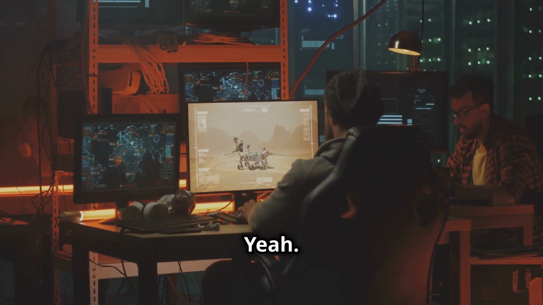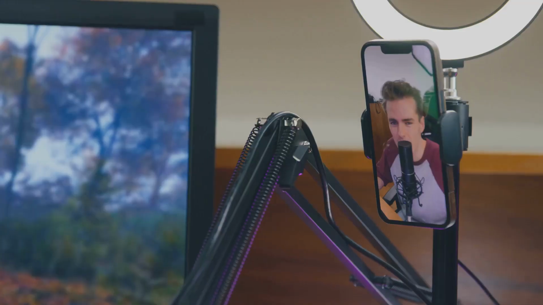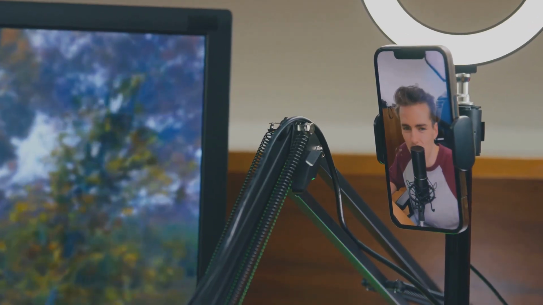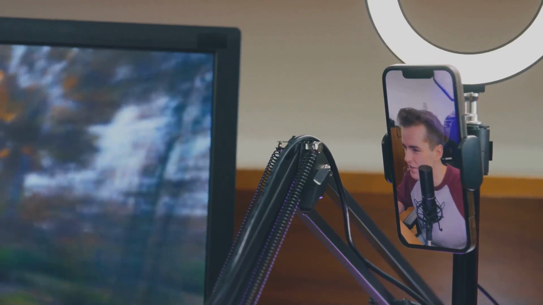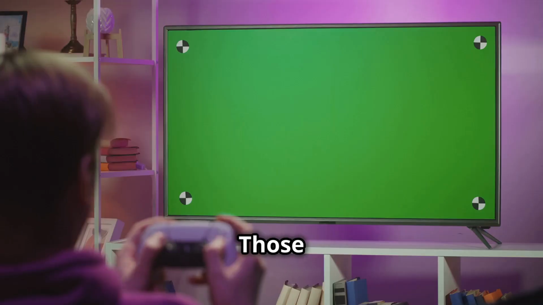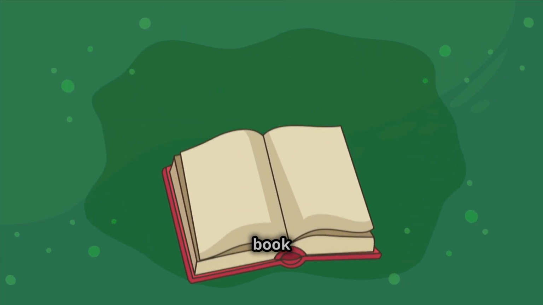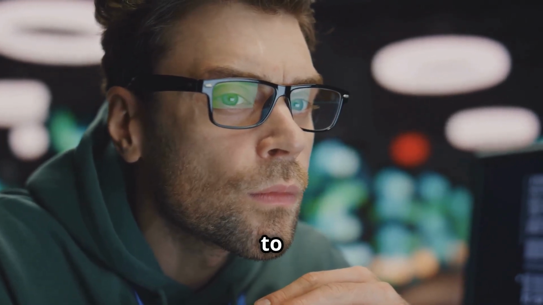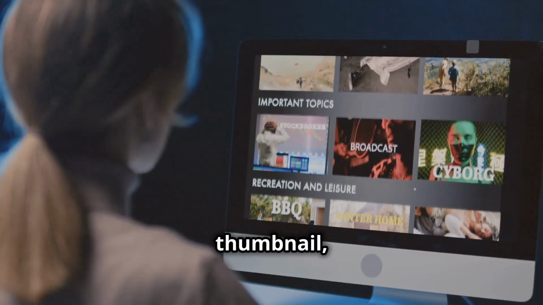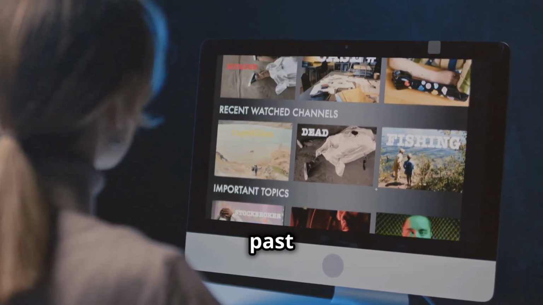Okay, awesome. So let's talk about something that I think gets overlooked a lot. What's that? Thumbnails. Those little tiny images that are the first thing people see. I mean, it's like judging a book by its cover. It totally is. Thumbnails are so important to get people to click. A good thumbnail is the difference between someone watching your video and just scrolling right past it.